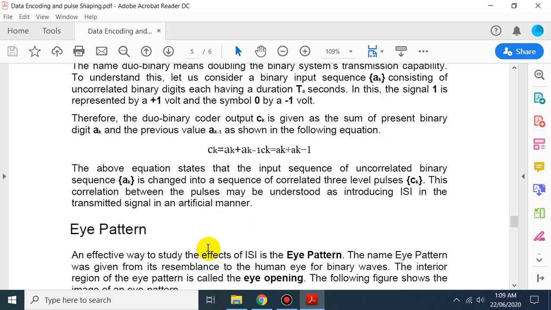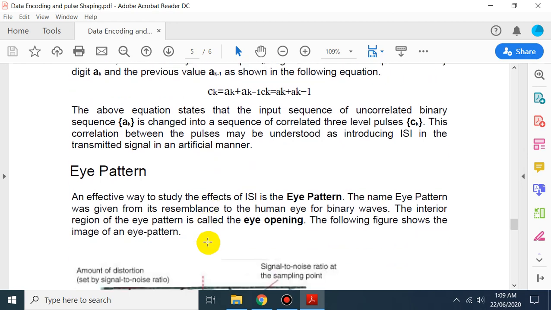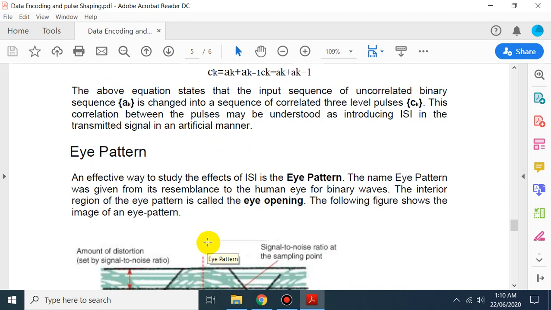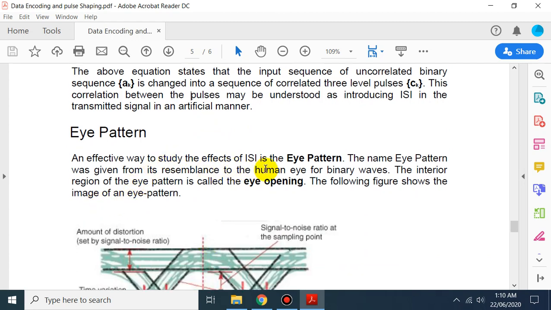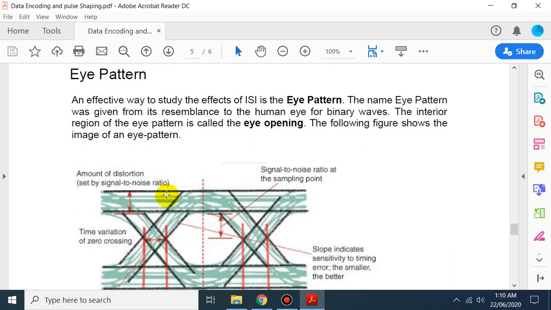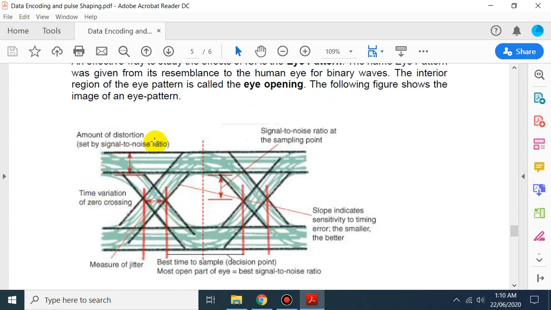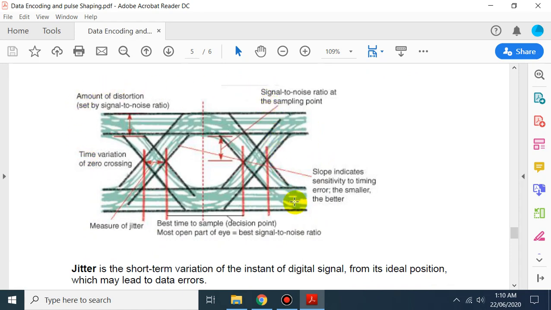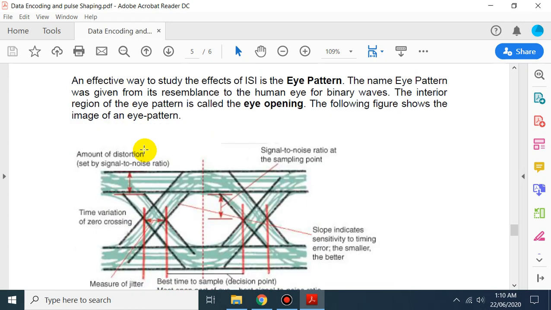Now I want to introduce another thing, called the eye pattern, as far as digital communication is concerned. It is an effective way to study the effect of ISI. The name eye pattern was given from its resemblance to the human eye for binary waves. The interior region of the eye pattern is called the eye opening. The following figure shows the image of the eye pattern. Here, for example, we are seeing an ISI symbol. That will be the block diagram that we're going to see as far as the eye pattern is concerned.